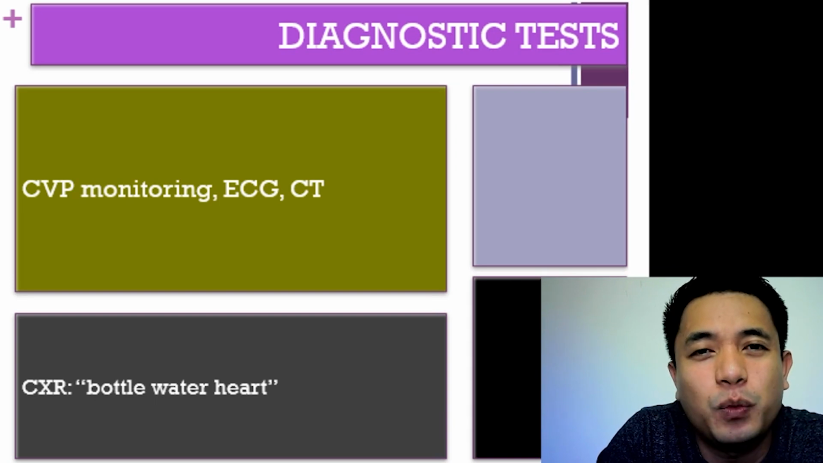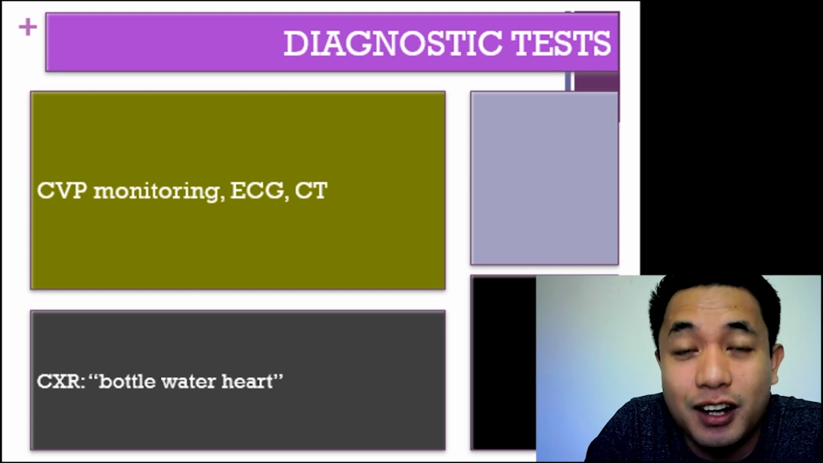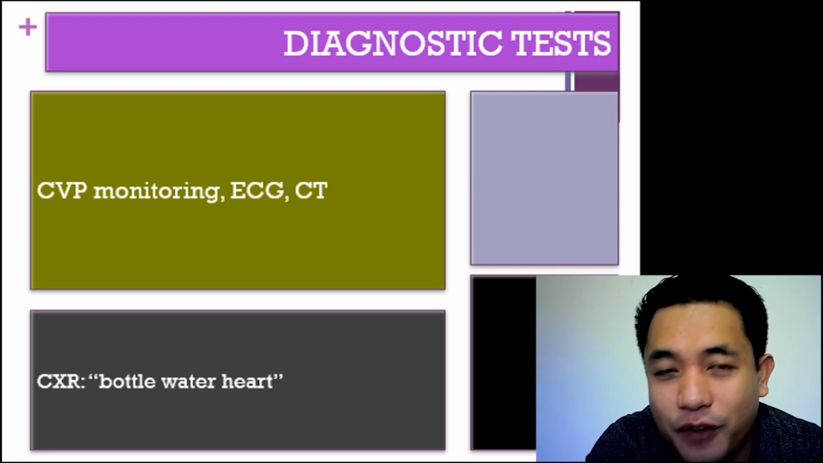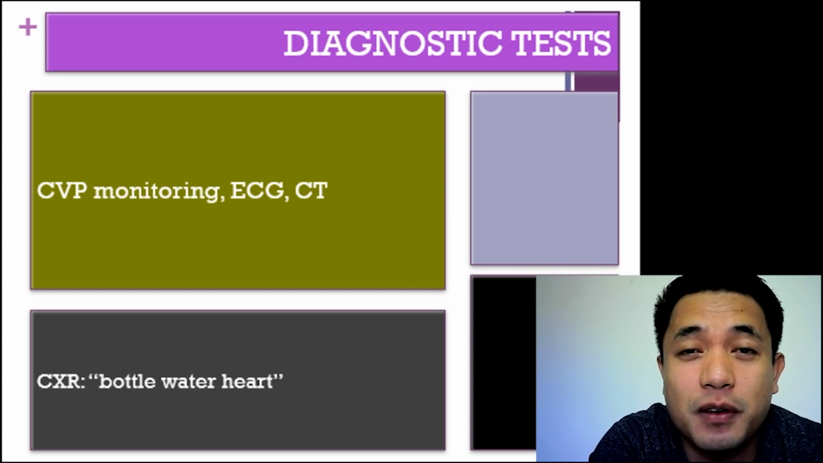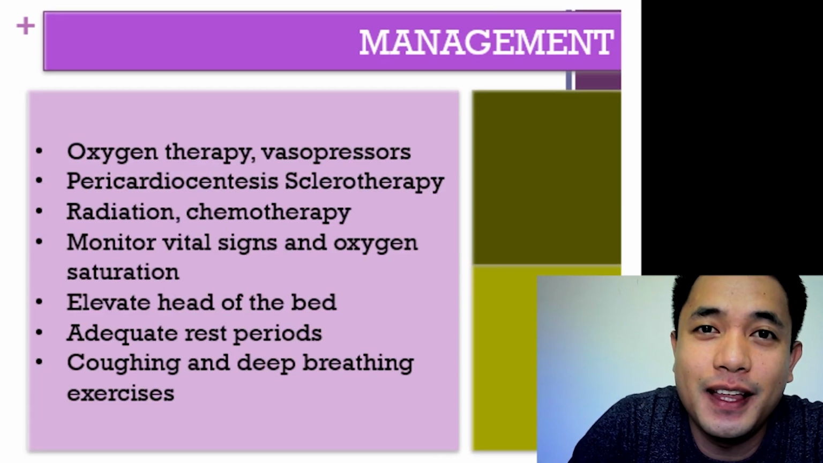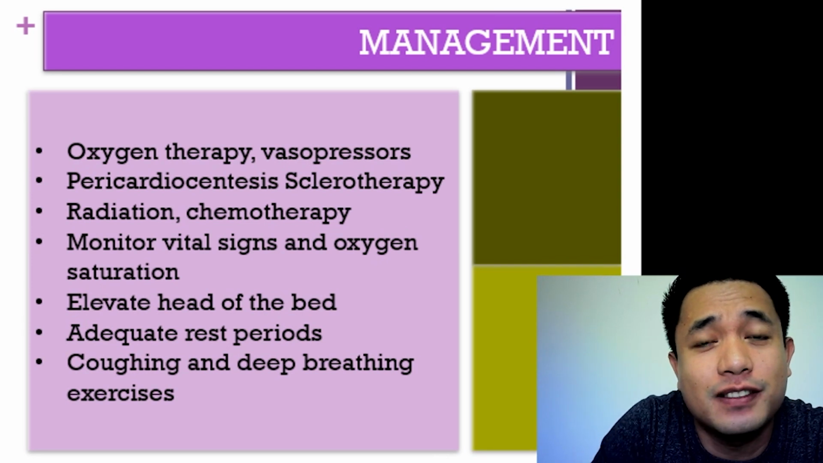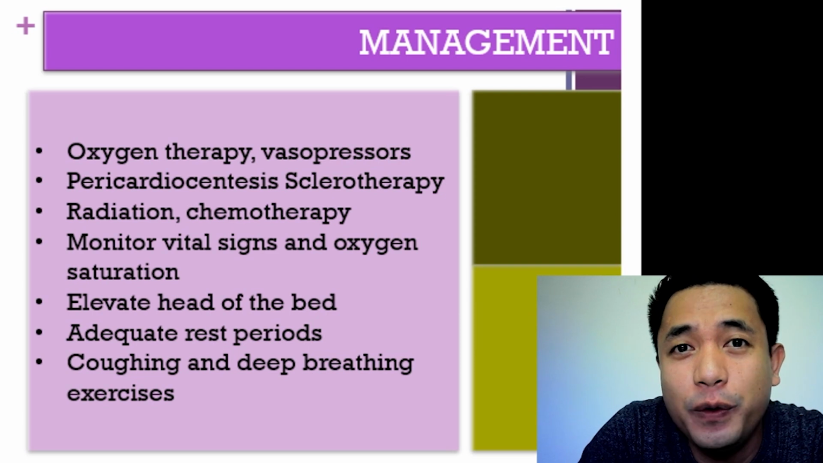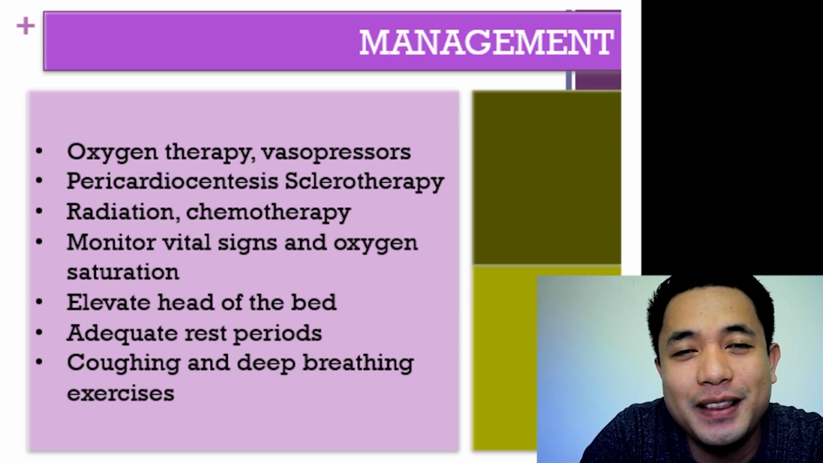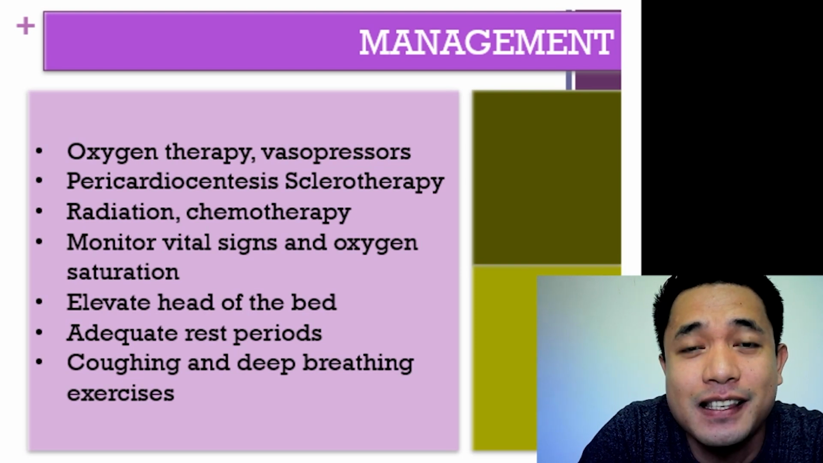Why? Because it will show a bottled water-shaped heart. So basically, it is like a bottled water simply because the heart is actually surrounded by an excessive amount of fluid or water. So in line with the management for cardiac tamponade, you have to remember that oxygen still becomes our priority, owing to the fact that the myocardial contraction is not sufficient in order to meet the demands of the cells. So oxygen therapy will be indicated in this situation.